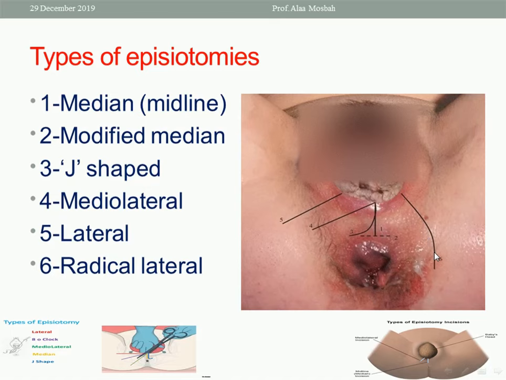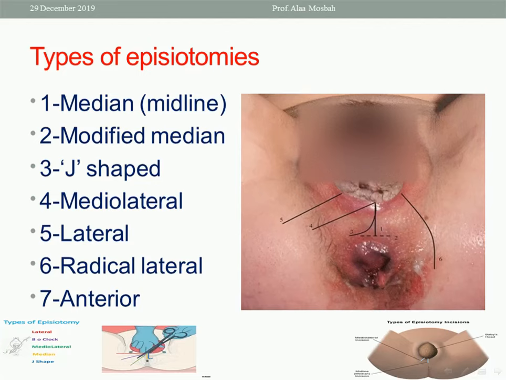Anterior one is directed towards this side. This side is the site of adhesions here. I cut it anteriorly in patient circumcised, as we said before, and the sutured labia together, or the remaining part together. So I wanted to cut this area, okay, to widen the vaginal opening.